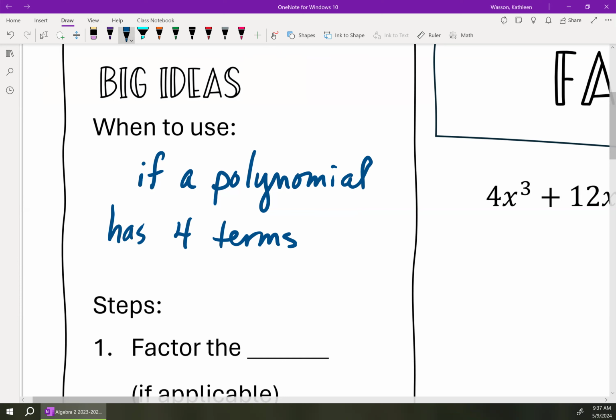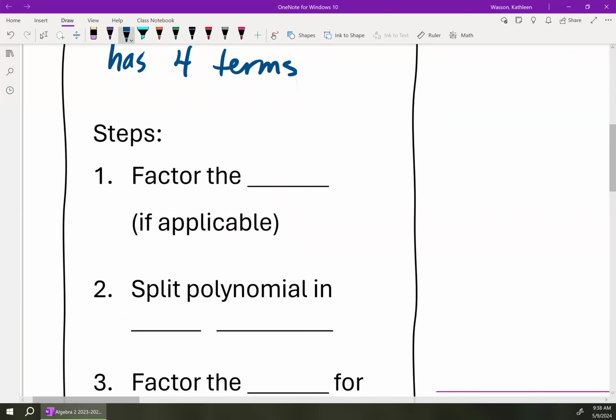The focus of factoring by grouping is greatest common factor. We do greatest common factor several times. And that is the main process. Okay, so you look at the polynomial, the entire polynomial, and factor the greatest common factor if there is one.